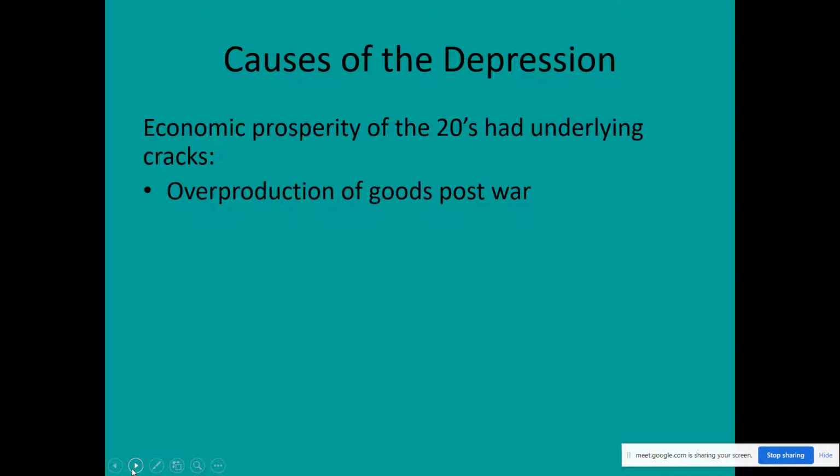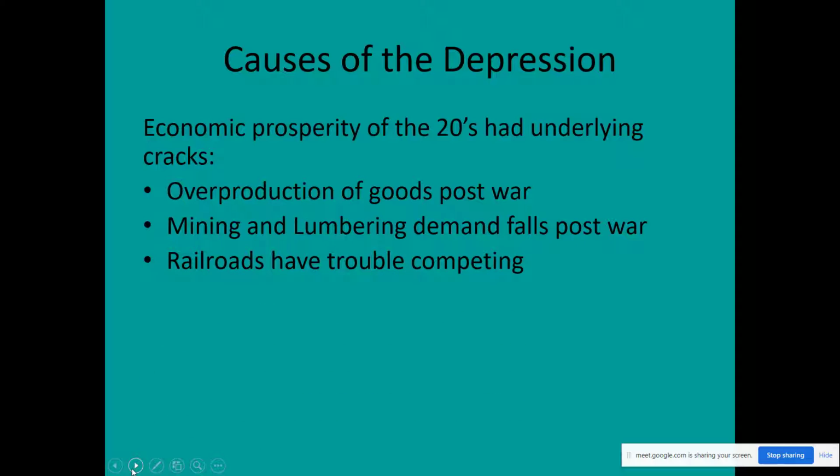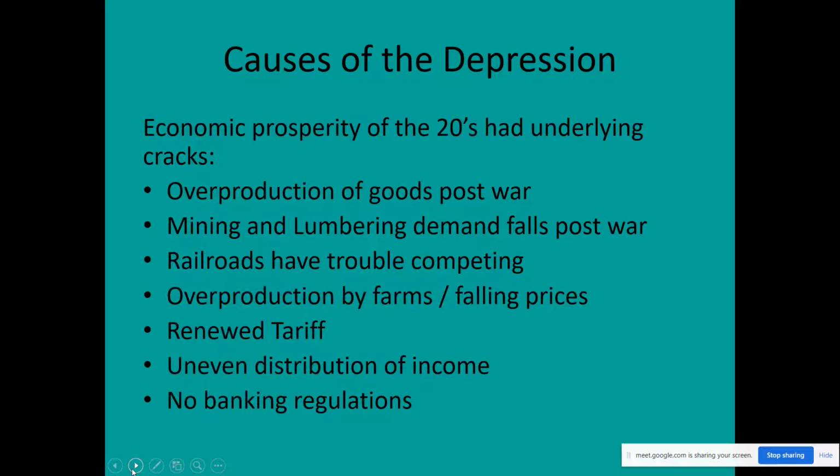Causes of the Great Depression. Economic prosperity of the 1920s had underlying cracks. Overproductions of goods post-war. Mining and lumbering demand falls post-war. Railroads have trouble competing. Overproduction by farms and falling prices. Remember, we overproduced goods during World War I. Now these goods during our post-war era are not being sold on the market for the same price.